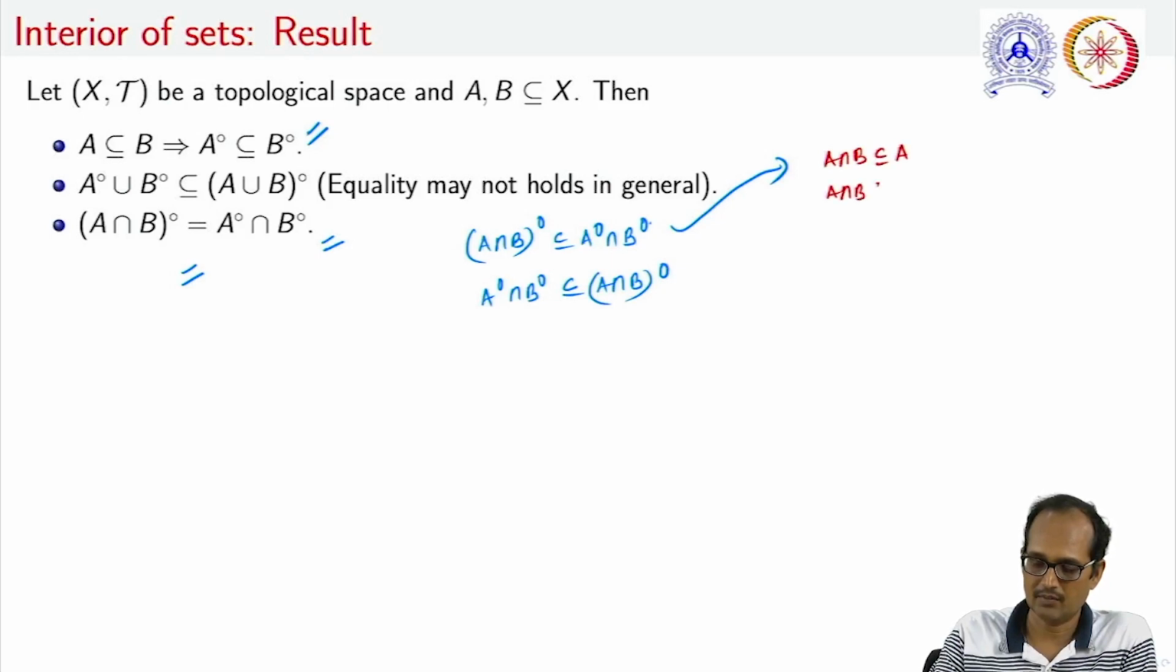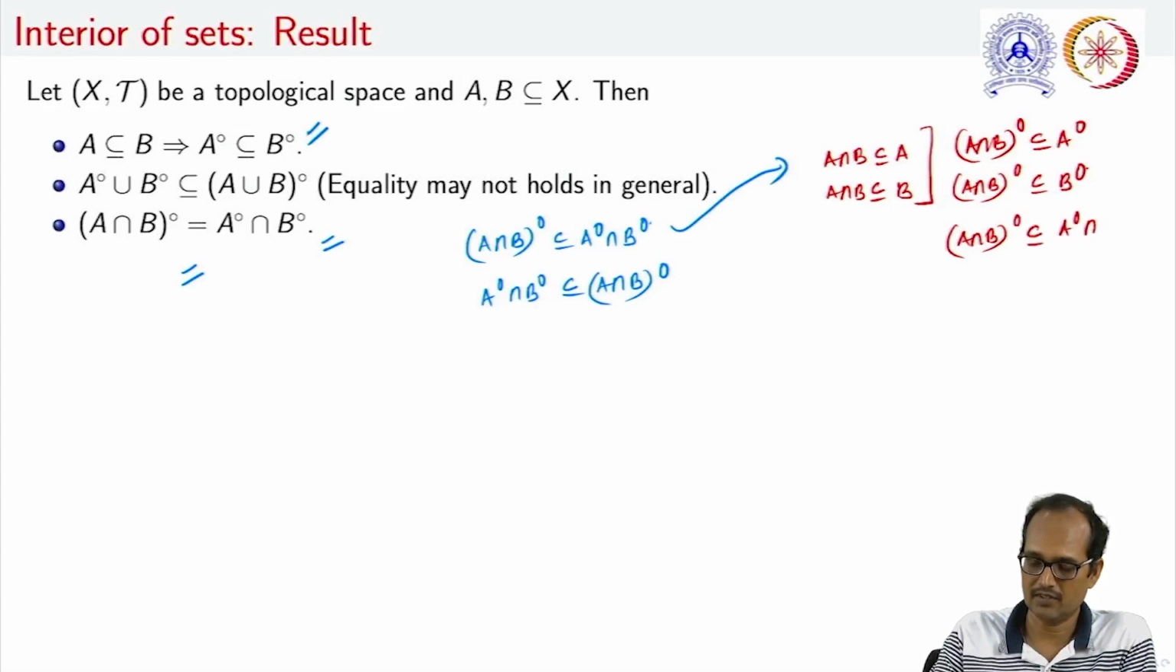A intersection B is also a subset of B. From these two, we can conclude that (A intersection B) interior is a subset of A interior. (A intersection B) interior is also a subset of B interior, and therefore (A intersection B) interior is a subset of A interior intersection B interior.